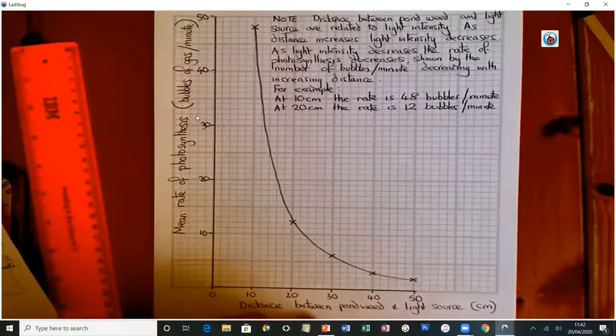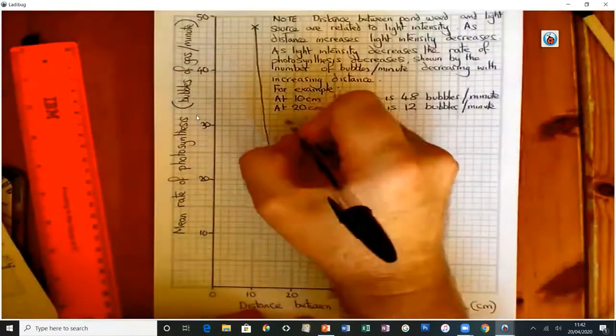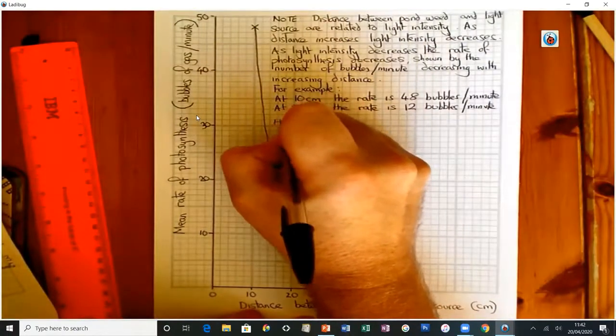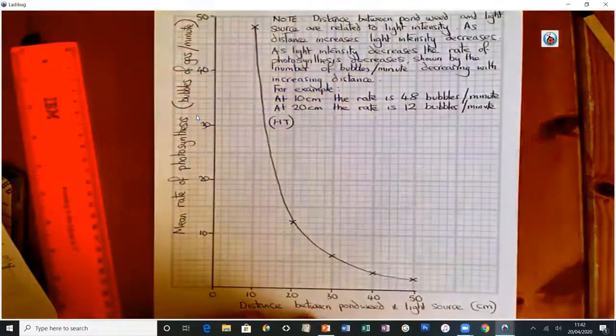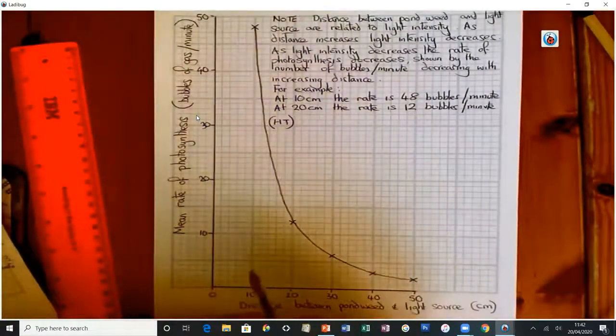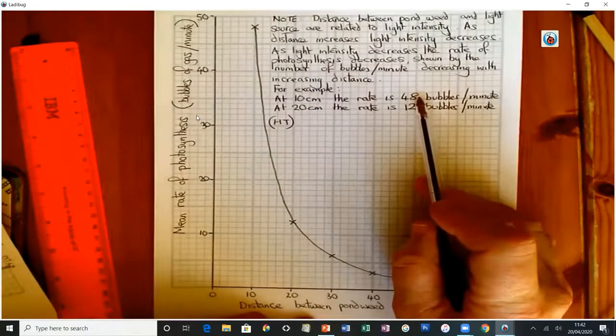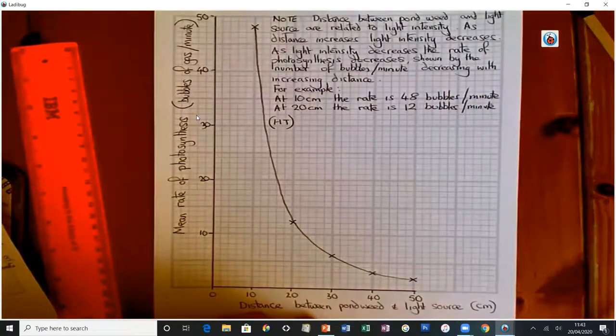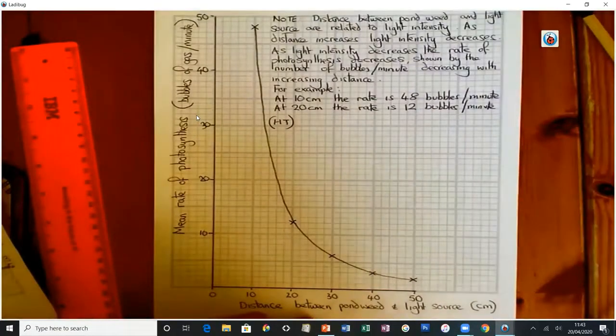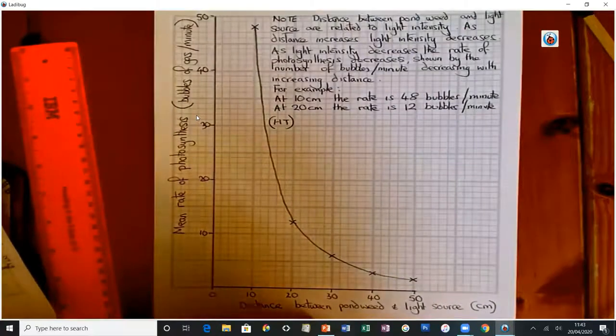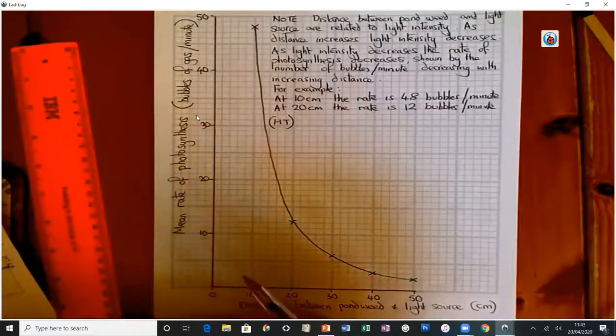Those of you doing the higher tier, you need to know about the inverse square law. So I'm just going to talk about that now and what that means. This is for the higher tier students. Now, if we look, when we double the distance, the number of bubbles goes down fourfold. There's a reason for this, and that is because when we double the distance, the light intensity decreases by a factor of 4.